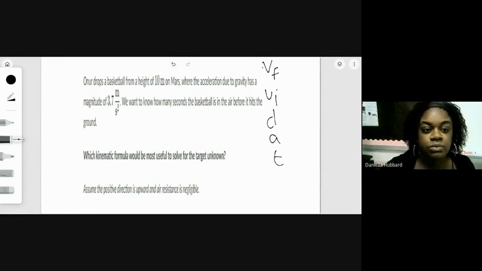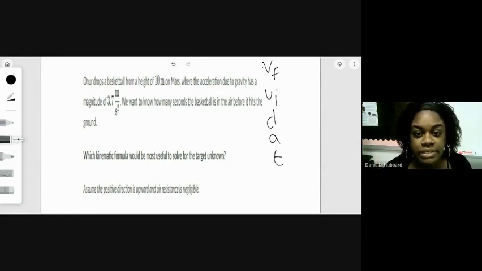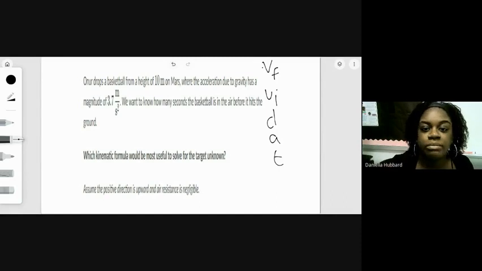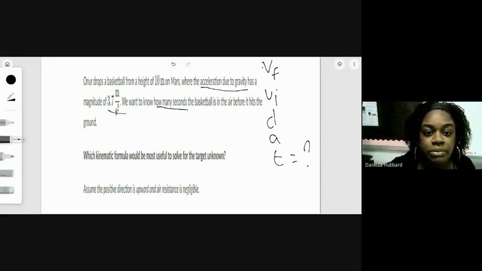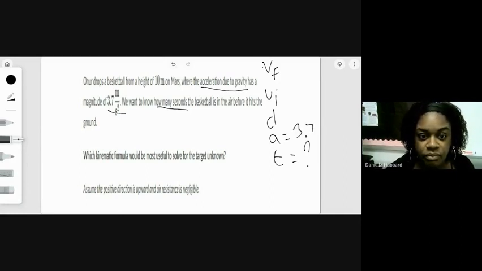Okay? Let's work backwards and start at the question. We want to know how many seconds. So when we see seconds, we know we're looking for time. The problem tells us that on Mars, the acceleration due to gravity is 3.7. We drop the basketball from a height of 10 meters, so that is our distance.